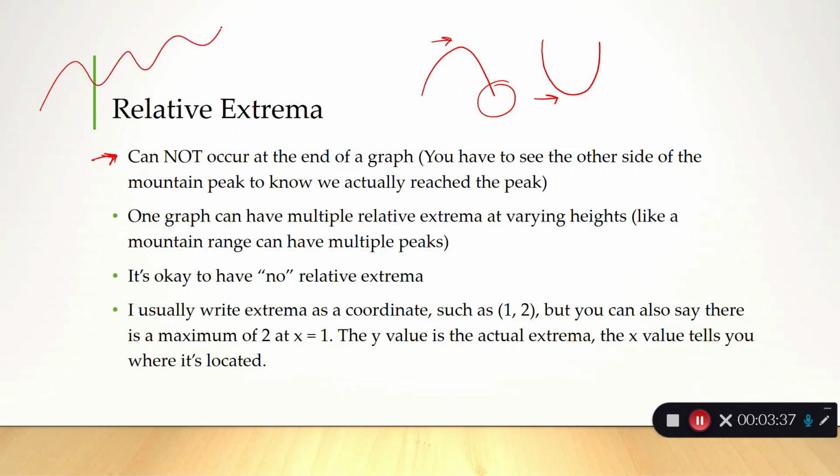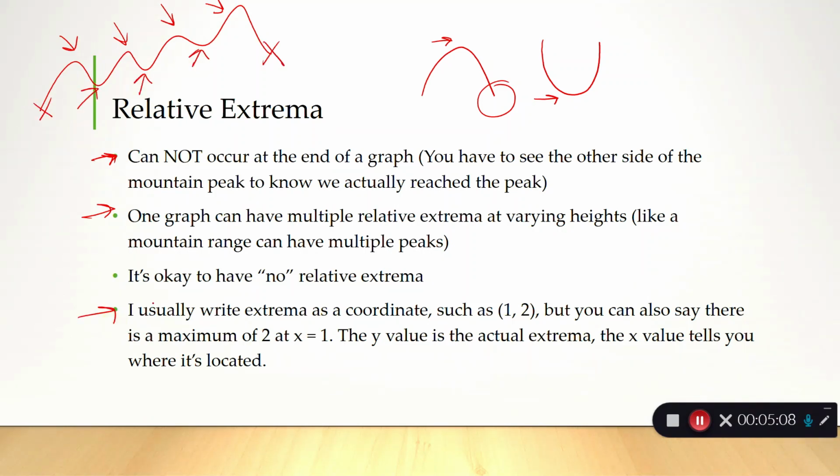It's just like a mountain range can have multiple peaks. You can have multiple relative extrema. It's okay also for you to have no relative extrema. You know, a straight line doesn't have a max or a min, or a relative max or a relative min. We never say infinity is a relative max or min.